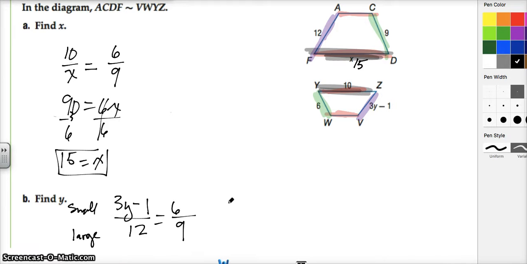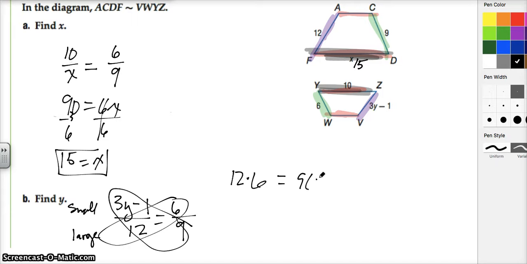Cross multiply just as I did before. This time a little bit more involved. I got to rock the distributive property, but we are friends with the distributive property. 12 times 6 is equal to 9 times the quantity of 3y minus 1. And here's where we're using the distributive property.